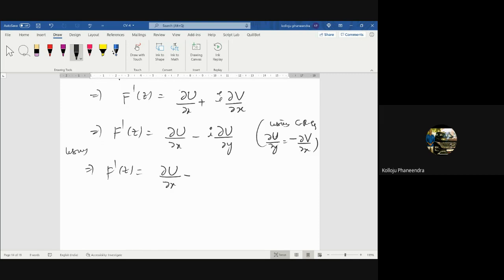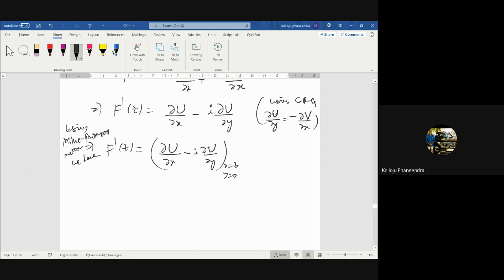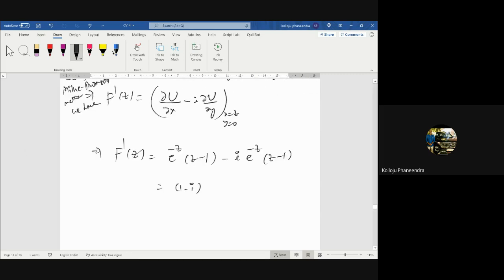Using the Milne Thomson method, we have dou U by dou x minus i into dou U by dou y, this entire thing evaluated at x equal to z, y equal to 0. So what is this F dash z? What is this function? e to the power of minus z into (z minus 1), minus i into e to the power of minus z into (z minus 1). Correct? So this is (1 minus i) e to the power of minus z into (z minus 1). This implies F of z equal to what?